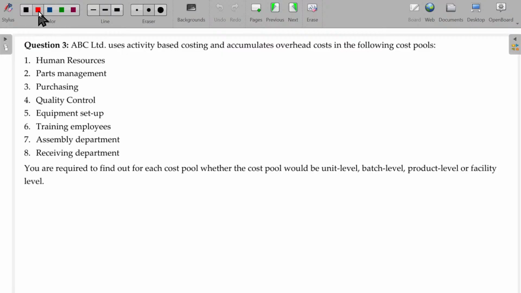Now, tell me, ABC Limited uses activity-based costing and accumulates overhead costs in the following pools: human resources, parts management, purchasing, quality control, equipment setup. You are required to find out for each cost pool whether it would be unit level, batch level, product level, or facility level. If you are able to identify for every unit, then it's called unit level. For a group of units, then it's a batch level. For a specific product, then it's a product level.